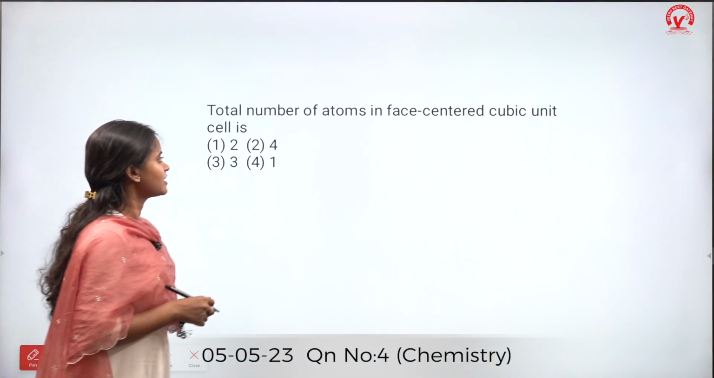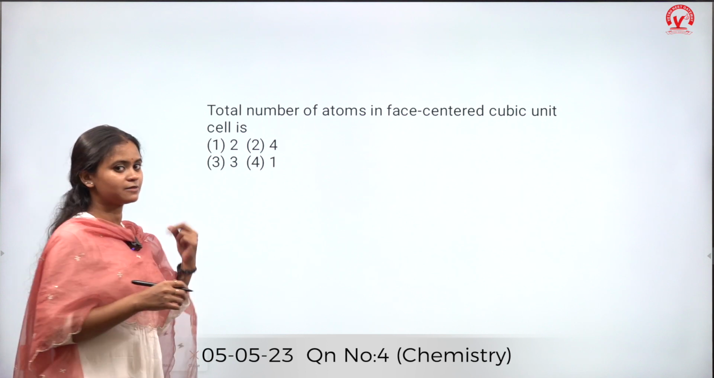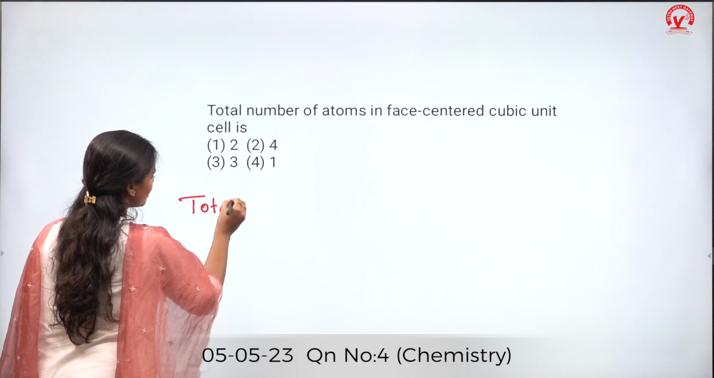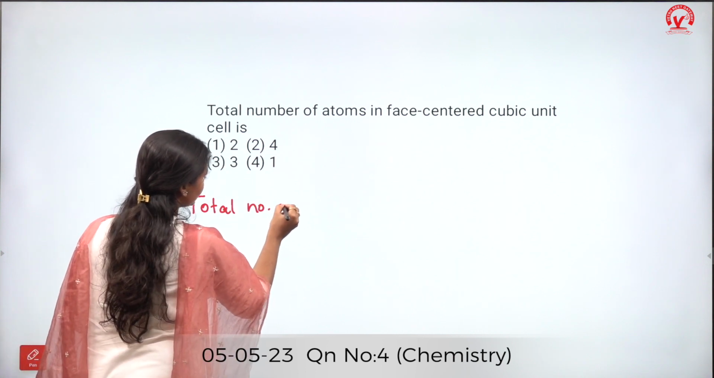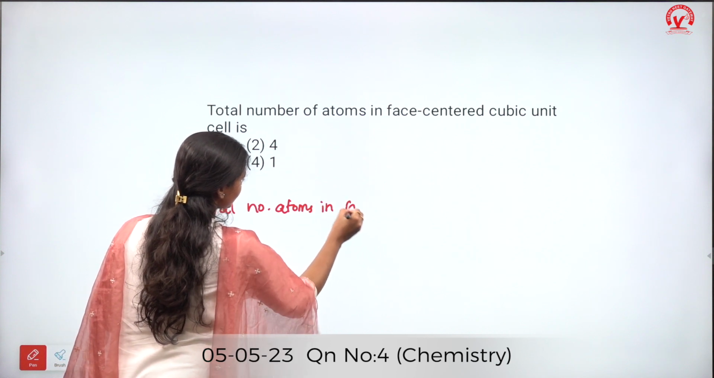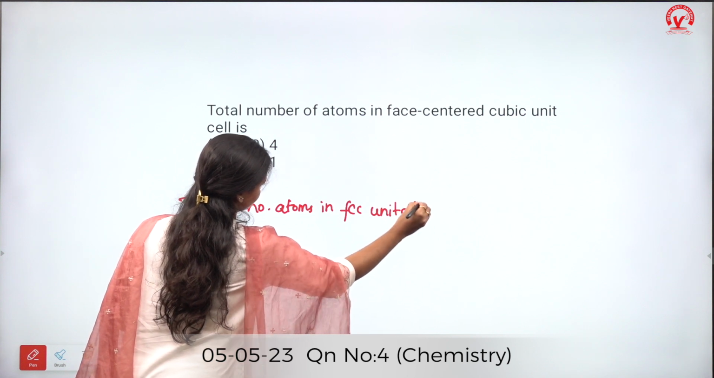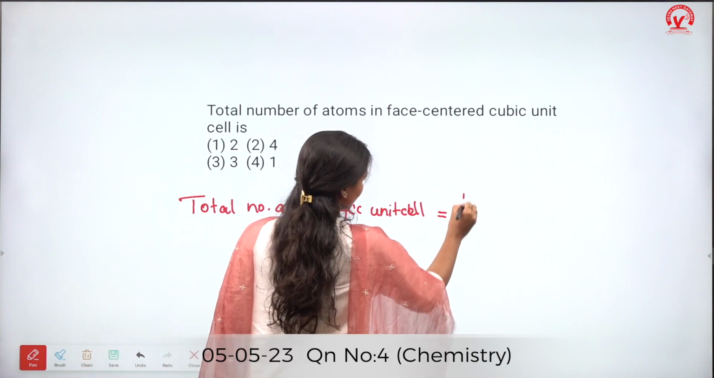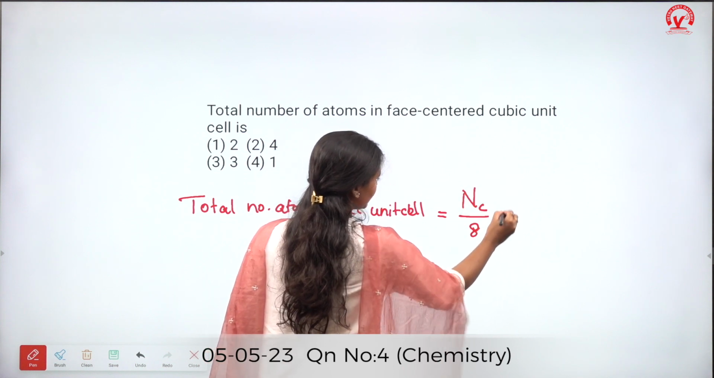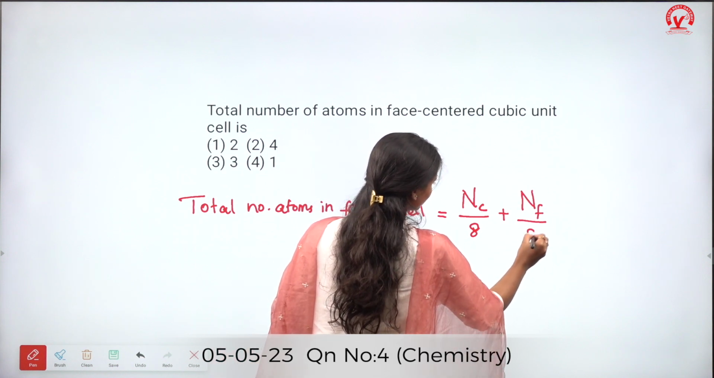Total number of atoms in a face-centered cubic cell is, here they are asking the total number of atoms in an FCC unit cell. The formula for the total number of atoms in an FCC unit cell is number of atoms in corners divided by 8 plus number of atoms in faces divided by 2.